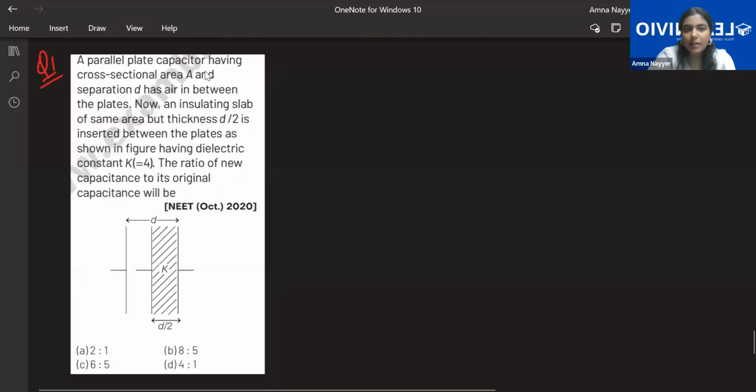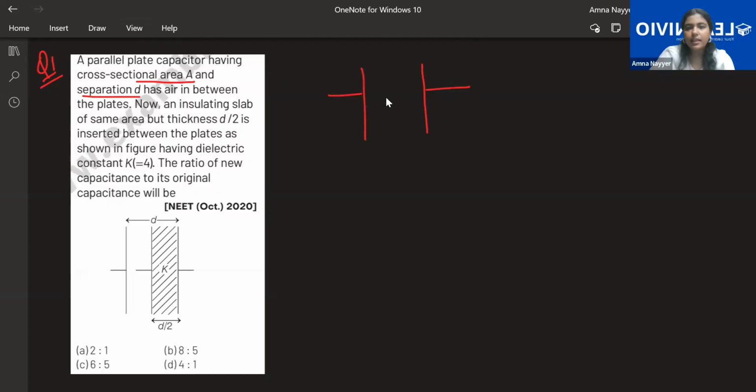See, this says a parallel plate capacitor having cross-sectional area A and separation D. So area is given as A, separation is D, and it has air in between the plates. Means initially, this is not the case. Initially, what's the case?